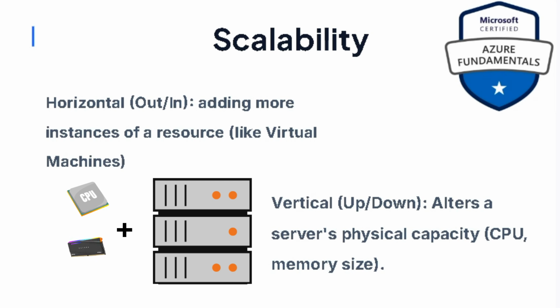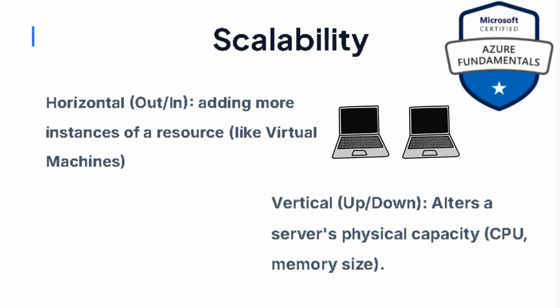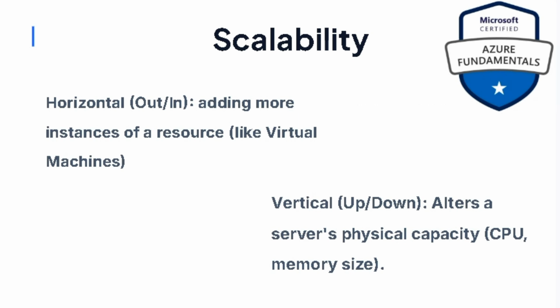So horizontal, we clone the resources. For example, a virtual machine, we make 2. If it's a server, we make 2 servers. Vertical, we alter whatever device we have. So we're going to add CPU, we're going to add memory, we're going to add hard drive. But these are the 2 types of scalability that we should know for your certification.